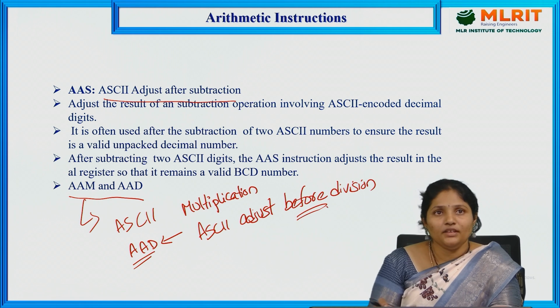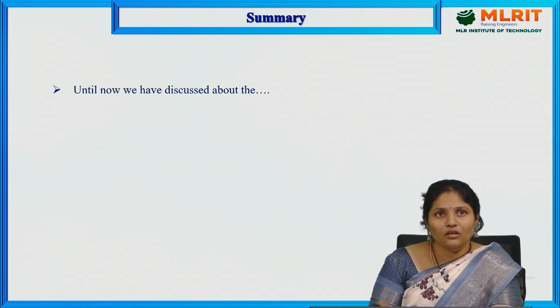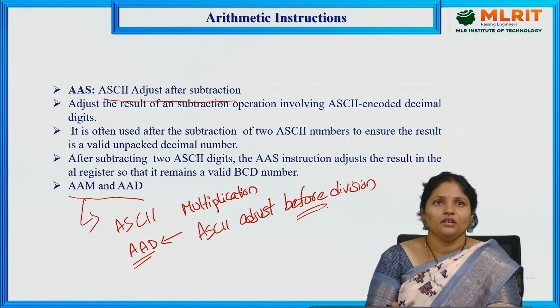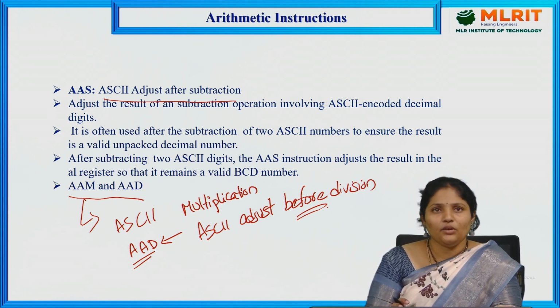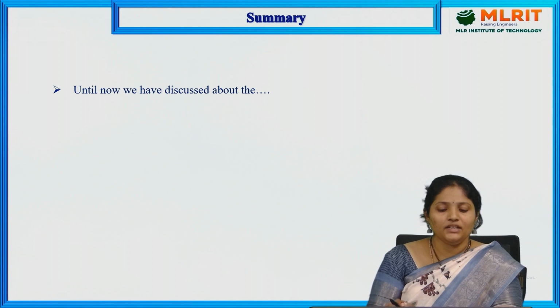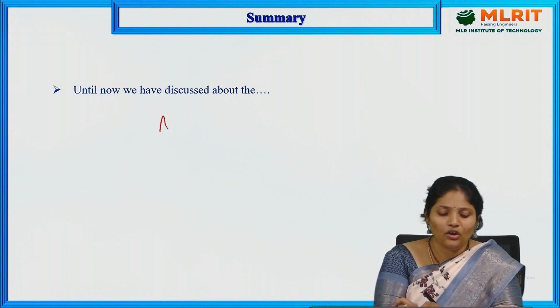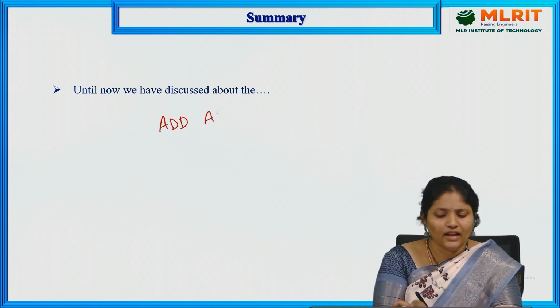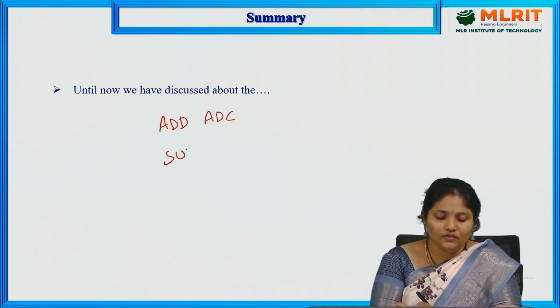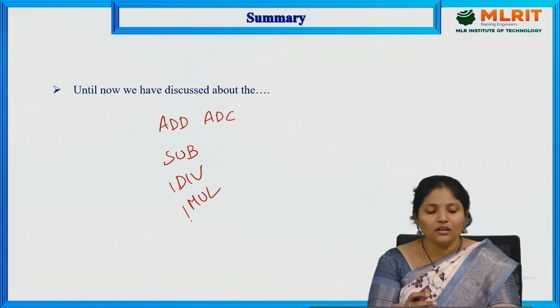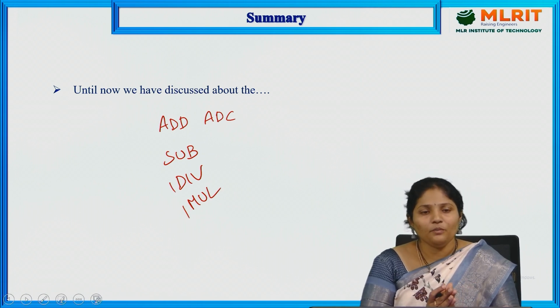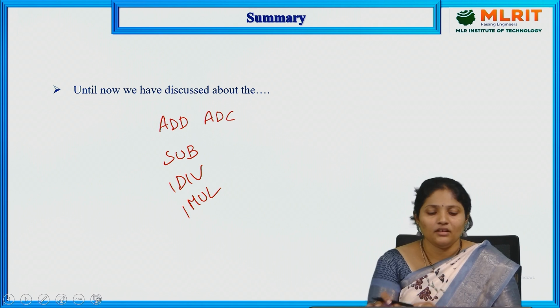As I told you, the microprocessor works on hexadecimal numbers. So these are the instructions present in the arithmetic instruction set of the 8086 microprocessor. Until now I have discussed the arithmetic operations like addition, addition with carry, subtraction, subtraction with borrow, division, multiplication, signed and unsigned division, signed and unsigned multiplication, and what operations we can perform using arithmetic instructions. Thank you.